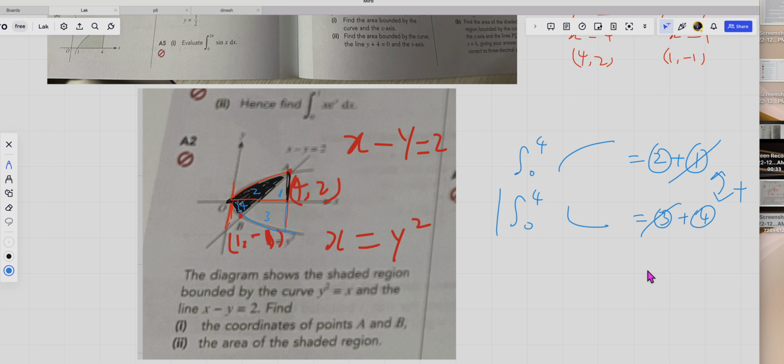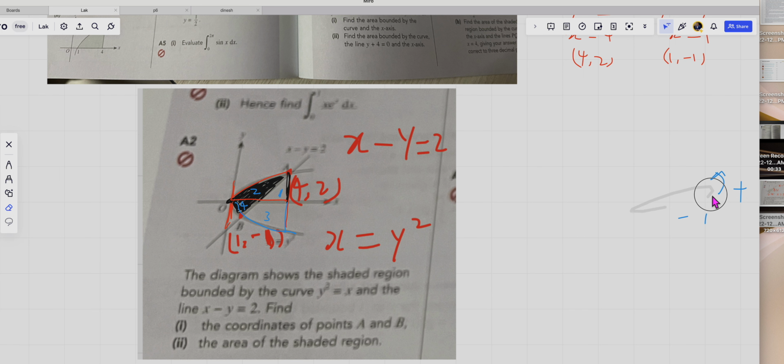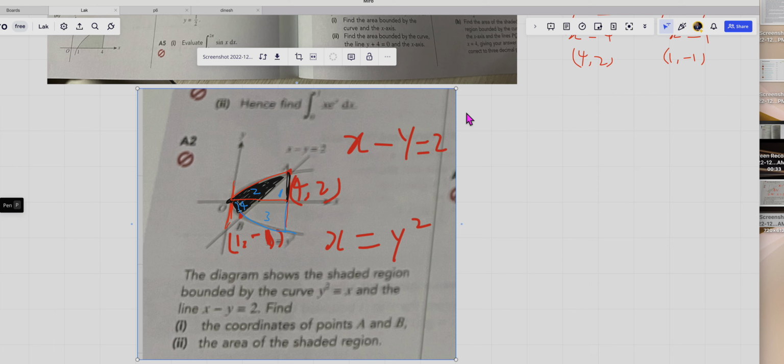So that's the reason why you should rotate this question. You rotate this, and it will make life much easier. I'm going to rotate it.